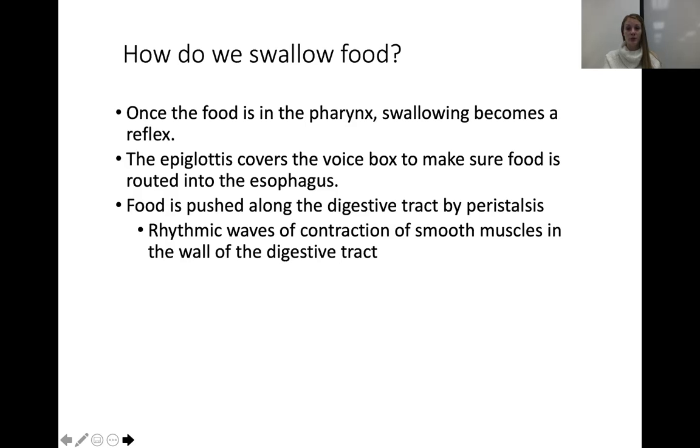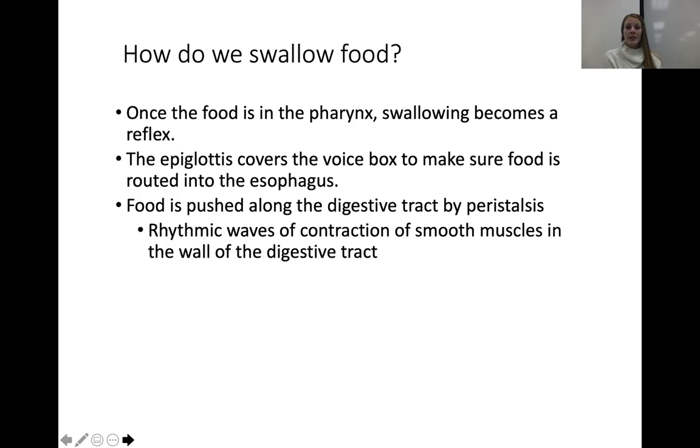How do we swallow food? There are lots of muscles in our face and our throat that have a function in how we swallow food. I can't remember if it's 23 or 32 muscles that are in our face and our throat that all work together to do that swallowing motion.